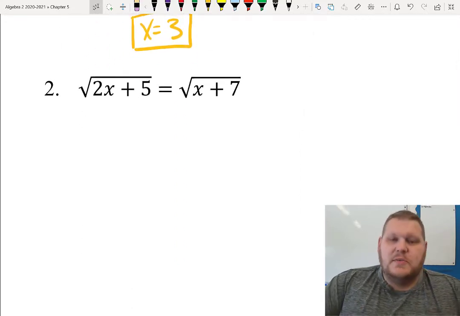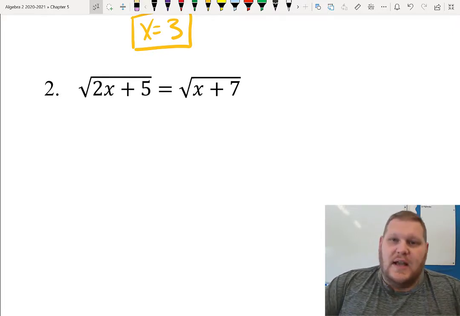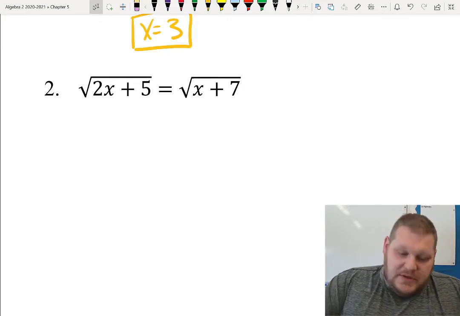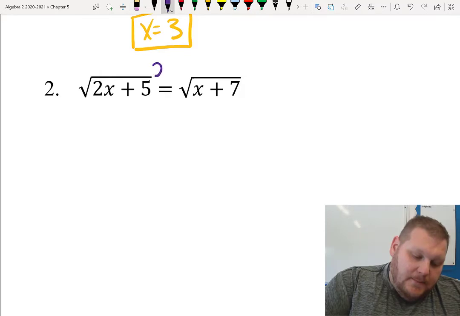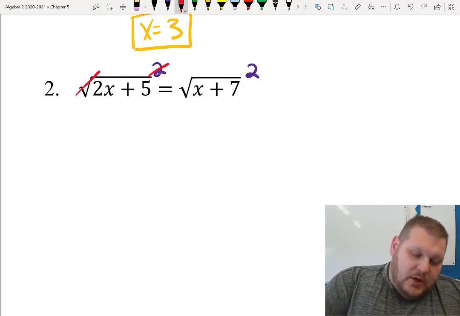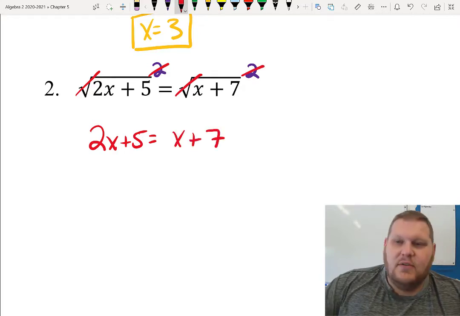Same idea here. This one is a little bit more challenging because we've got radicals on both sides. But the nice thing is it's just radicals on each side. There's nothing else mixed in there, no other separate terms. It's just a radical term on the left, a radical term on the right. And in this case, it's even nicer because they're both square roots. So what I can do is right away square both sides. My square roots cancel on the left, leaving me with 2x plus 5. On the right, the square root and the square cancel each other out, leaving me with just x plus 7.